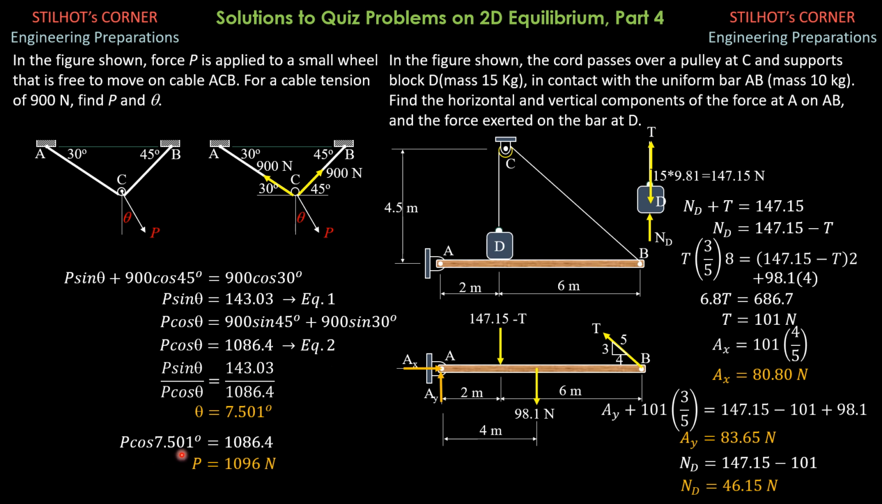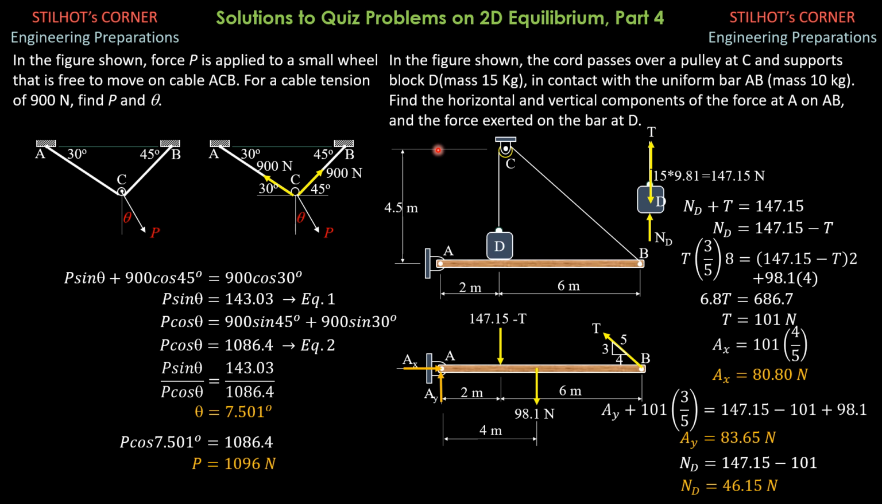Having known theta, we substitute this value into equation 2. So P cosine 7.501 degrees is equal to 1086.4. Solving for P, P is 1096 when rounded off to 4 significant figures.